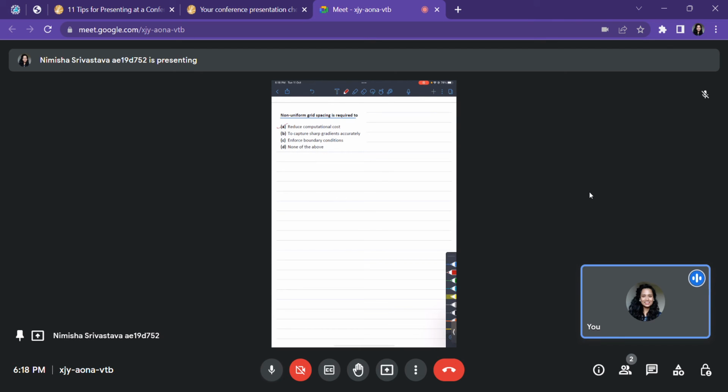So we saw that if you don't have non-uniform grid spacing, then your other option to adequately capture the sharp gradients would be to have the same small cell size all over the domain, which would be fairly expensive. So that's something that we do not want to do. Therefore, reducing computational cost is one of the answers.